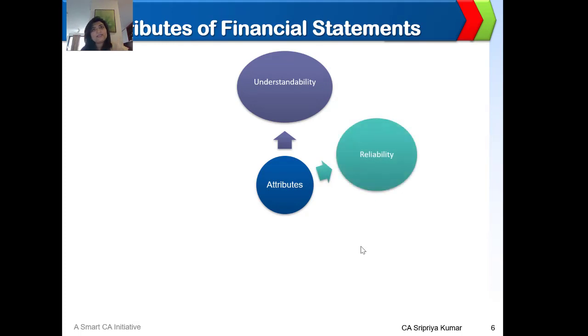People should be able to understand the financial statement. They should be able to say, oh, this is the profit, this is the loss, this is the cash balance, this is the fixed asset, this is the depreciation. Two, reliability. It has to be reliable.